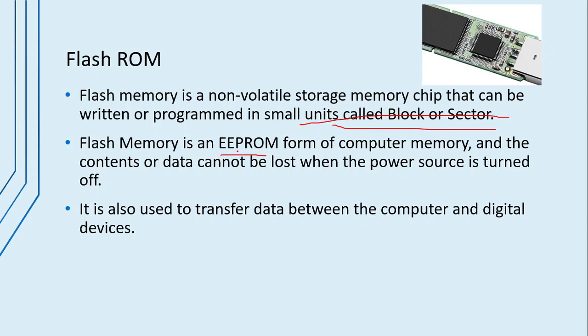Flash memory is an EEPROM form of computer memory, and the content of the data is not lost when the power source is turned off. So this is an example of non-volatile memory. All these five types of ROM are examples of non-volatile memory. It is also used to transfer data between the computer and digital devices. Right now flash memory is used everywhere.